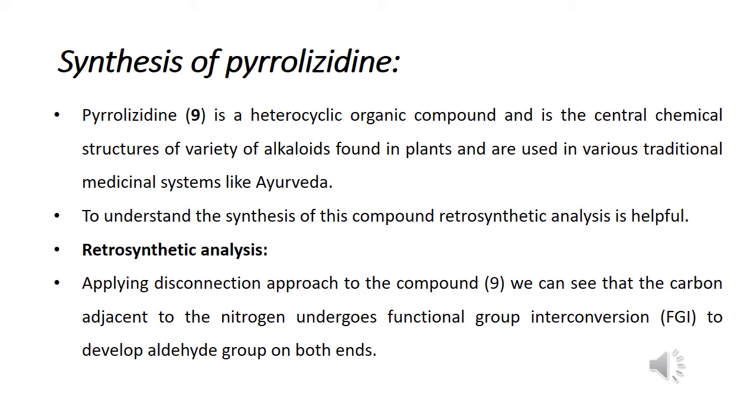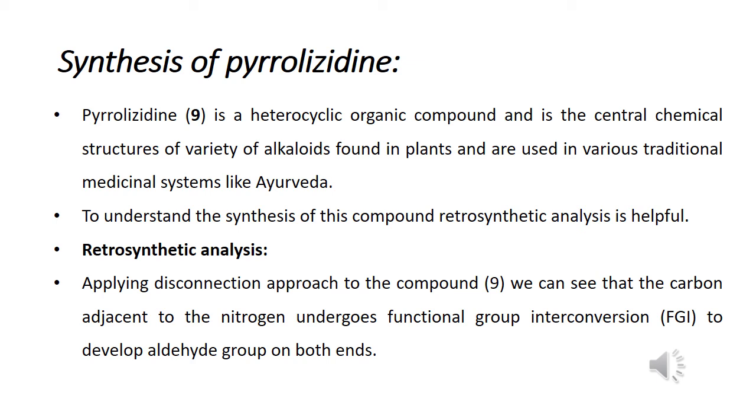Another important retrosynthetic analysis of a five-membered saturated heterocyclic compound includes the synthesis of pyrrolizidine. Pyrrolizidine, that is structure 9, is a heterocyclic organic compound and is the central chemical structure of a variety of alkaloids found in plants and used in various traditional medicinal systems like Ayurveda. To understand the synthesis of this compound, retrosynthetic analysis is very useful.